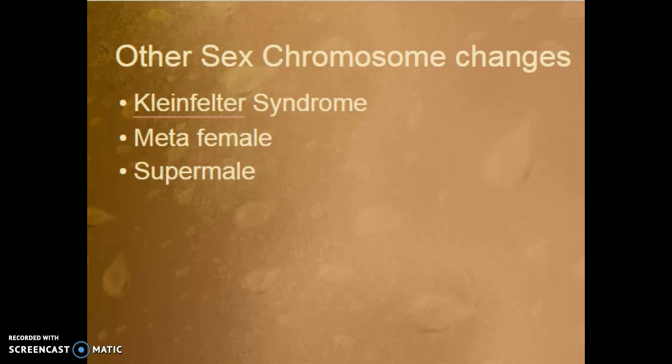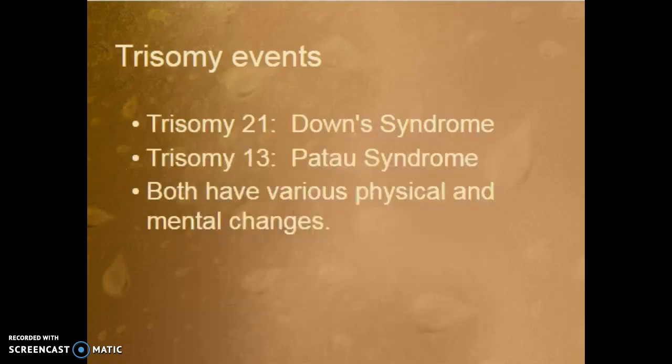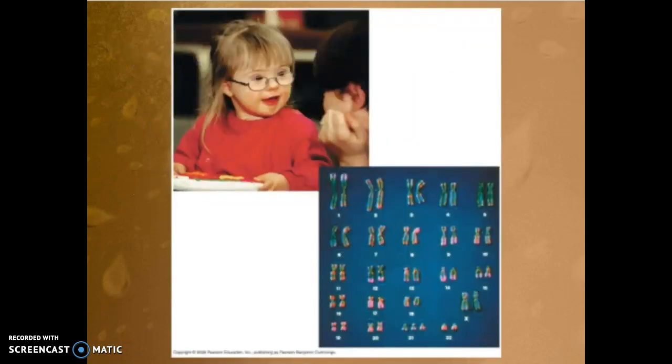Maybe you're looking at one of these three as part of your inquiry, maybe not. Oops, sorry, skipped. Trisomy events. Trisomy 13 is sometimes called Patau syndrome. Trisomy 21 is called Down syndrome. That's where we've got an extra chromosome. You see here in the karyotype 21, there's an extra.